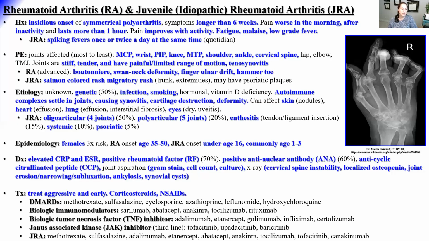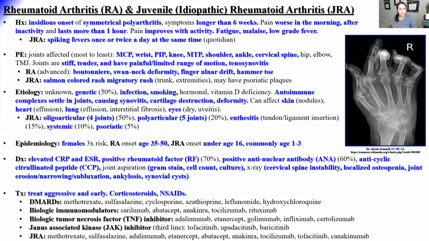Joint erosions, narrowing, subluxations, ankylosis where the joint autofuses, and then synovial cysts, which look like little black dots around the joint. Treatment for this, we want to treat it aggressively and early to avoid this disfigurement that is associated with longstanding RA. Corticosteroids and anti-inflammatories are kind of the first line.